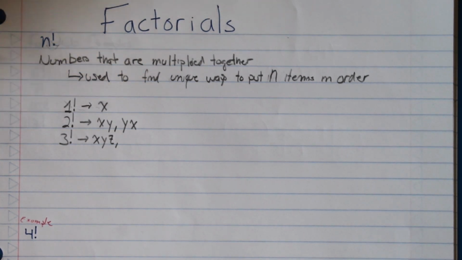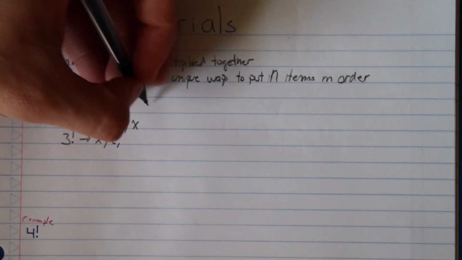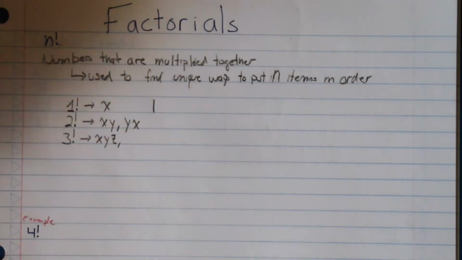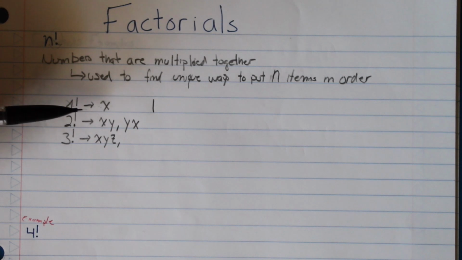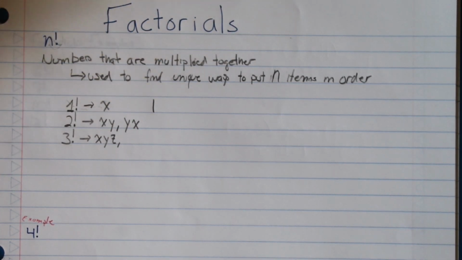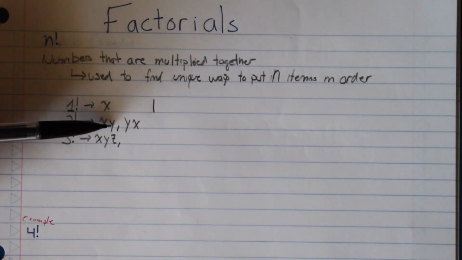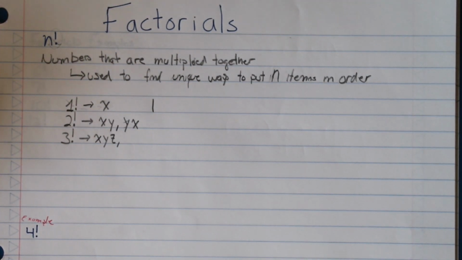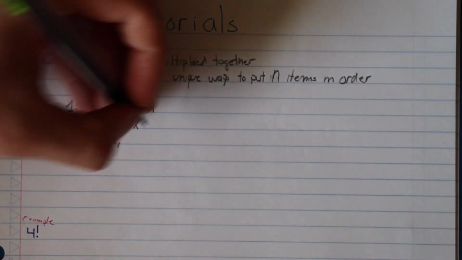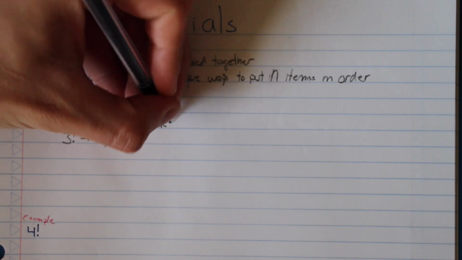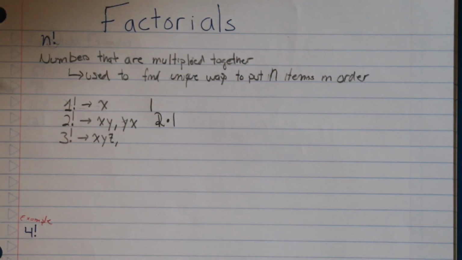We have an example here. It's just x, okay? Because it's going to be 1 by itself. It's not multiplying or anything like that. Now we have 2 factorial, okay? So how many combinations can you make with that? We have x and we have y. We can also do it another way, with y and x. So it's going to be 2 times 1. It multiplies going down. I'll show you in the later examples.